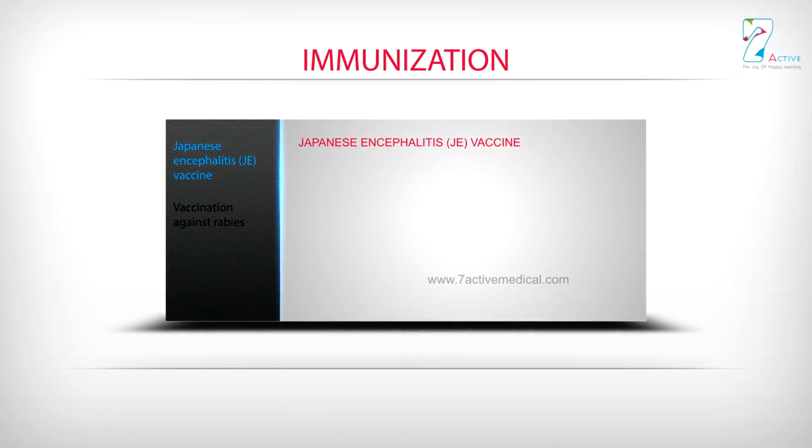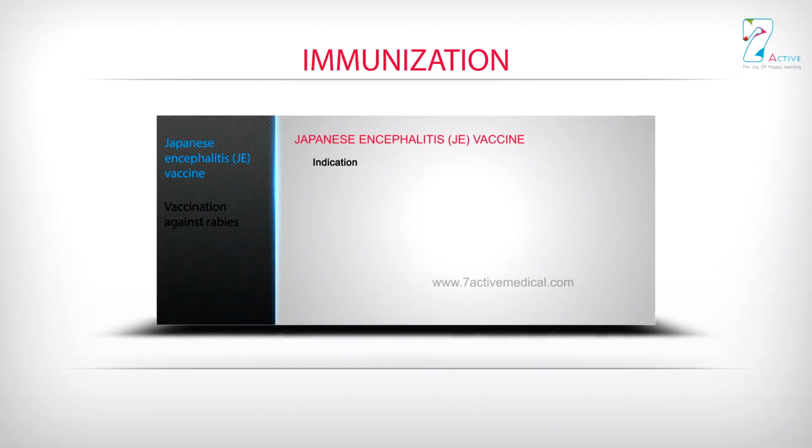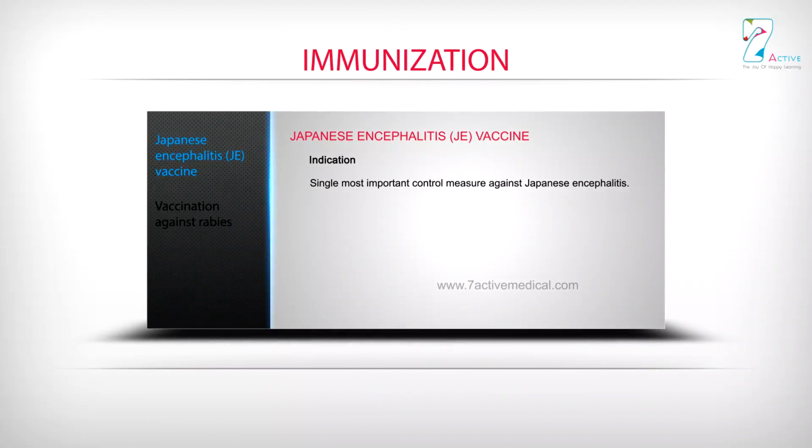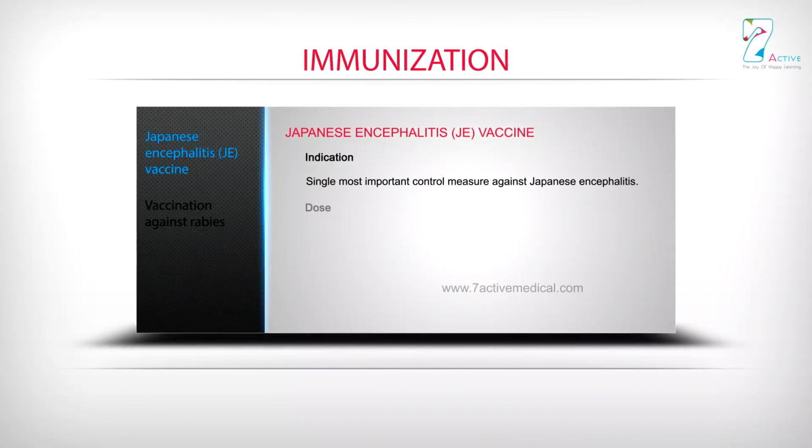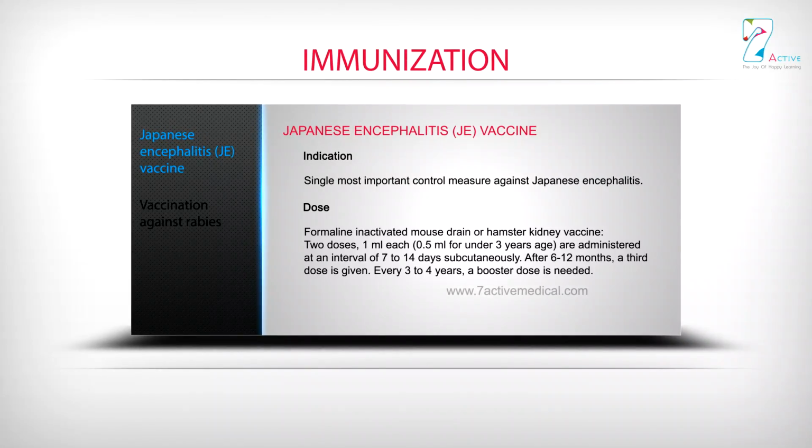Japanese encephalitis JE vaccine. Indication. Single most important control measure against Japanese encephalitis. Dose. Formalin inactivated mouse brain or hamster kidney vaccine, 2 doses, 1 milliliter each, 0.5 milliliter for under 3 years of age, are administered at an interval of 7 to 14 days subcutaneously. After 6 to 12 months, a third dose is given. Every 3 to 4 years, a booster dose is needed. Live attenuated vaccine, 2 doses, 4 weeks apart, SC.